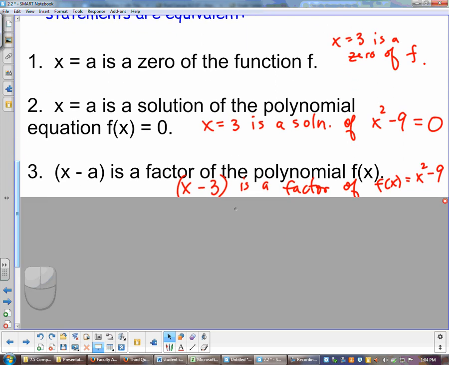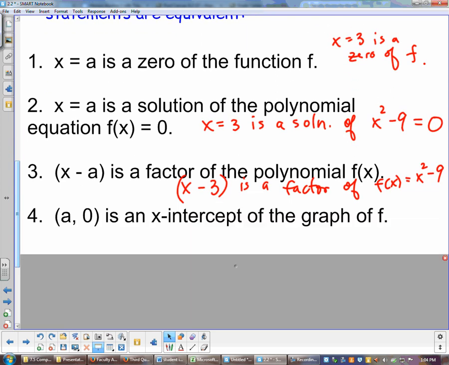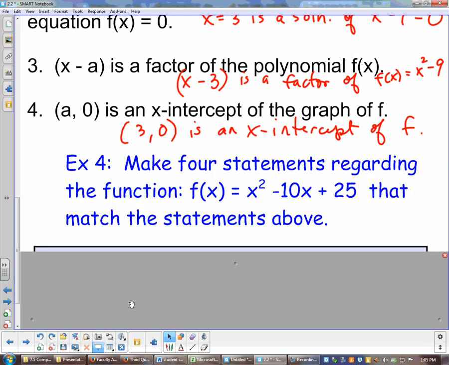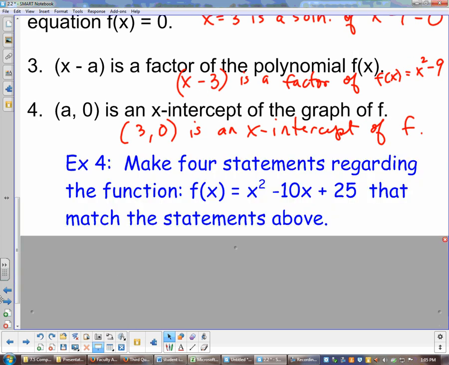And same thing is equivalent to saying a comma 0 is an x-intercept of the graph. Well, that's saying 3 comma 0 is an x-intercept of the graph of function f. Are we okay with this? These 4 are interchangeable. They all mean very similar related things. Okay? And we don't need to do that because we just did this example. All right, are we okay with this?